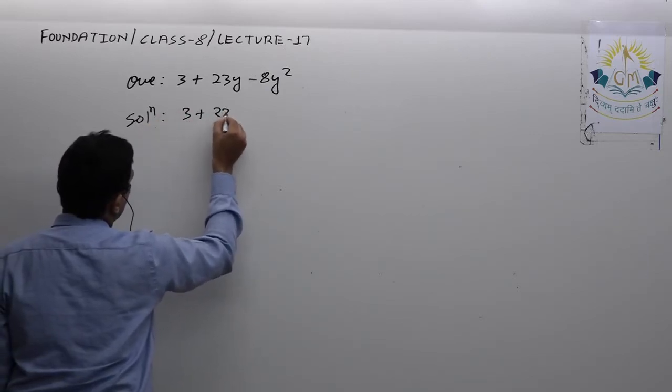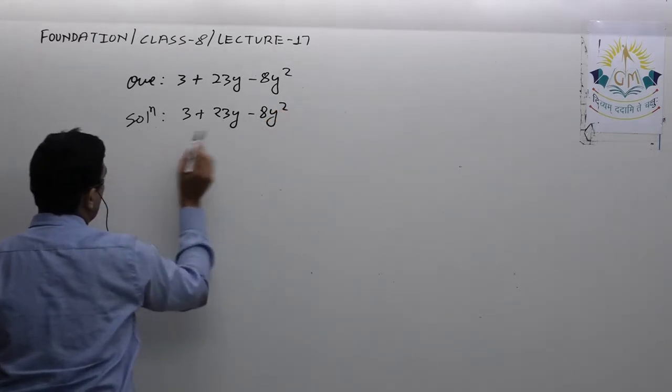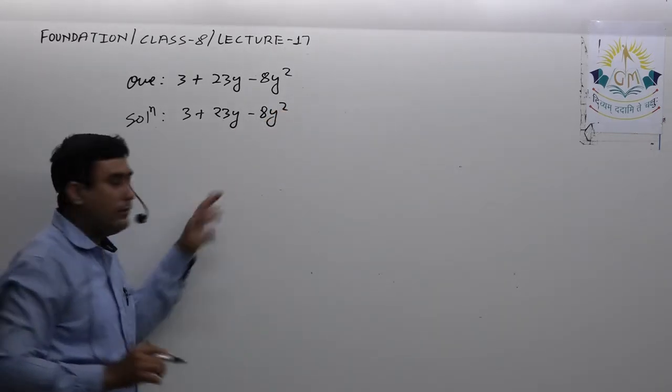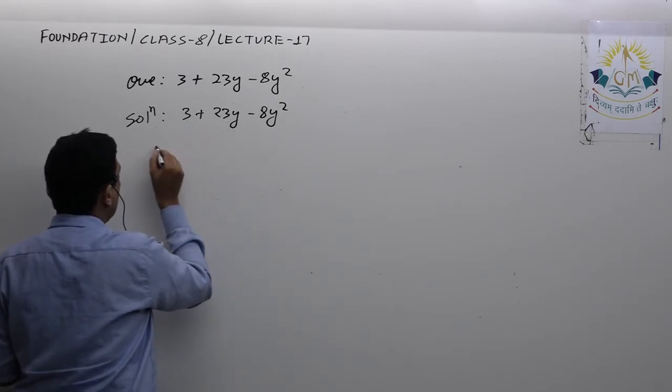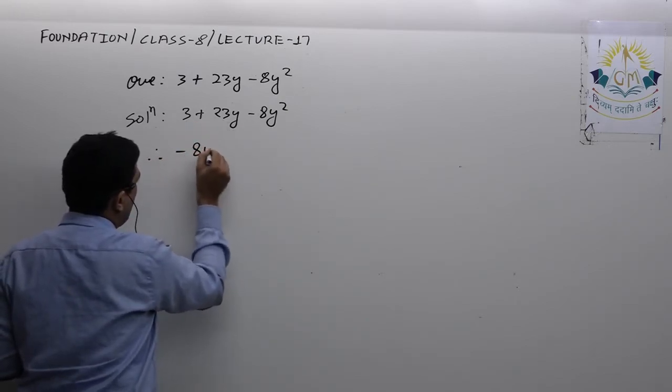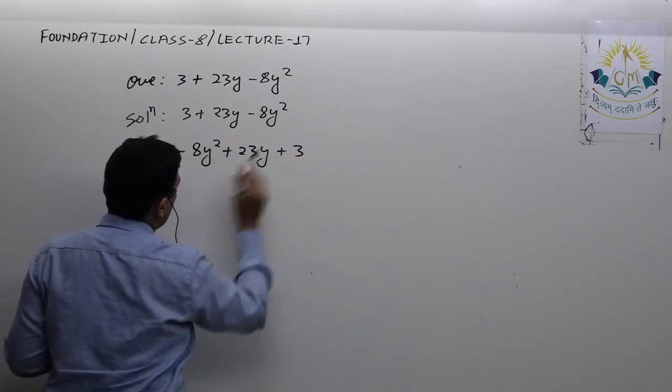As I told you, you have to write it in standard form. Standard form means the first term should be of y square, then there should be a term of y, and then the constant term. So here I do write minus 8y square plus 23y plus 3.